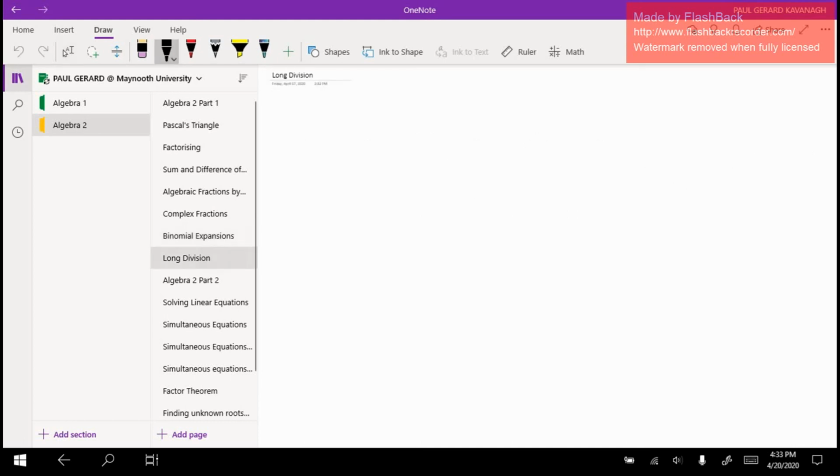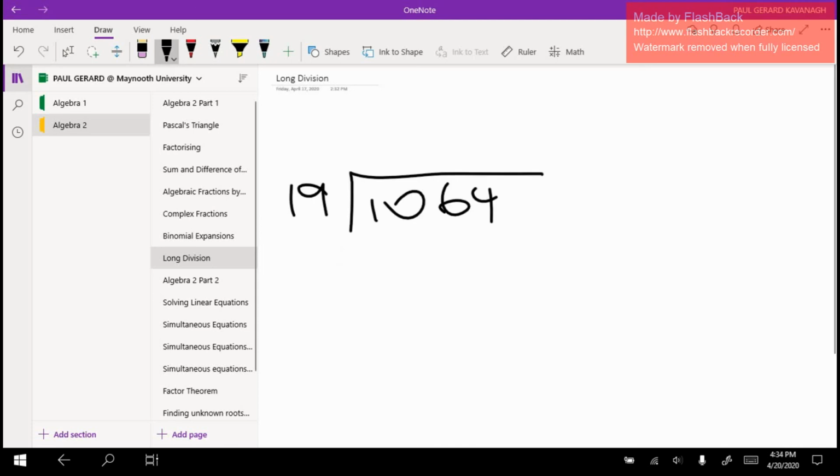Finally, division. If you remember your long division rules, it's when you're dividing a number by a number that is 2 digits or more. So let's just have a look at this example. You can see that 1 cannot be divided by 19 to make a whole number. 10 cannot either, because 10 divided by 19 will give less than 1. So we just can't. So now we bring down the 6, so we have 106.